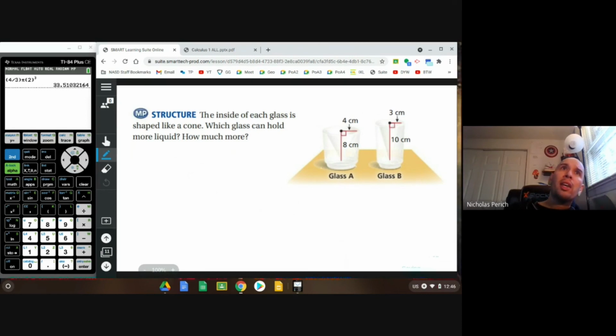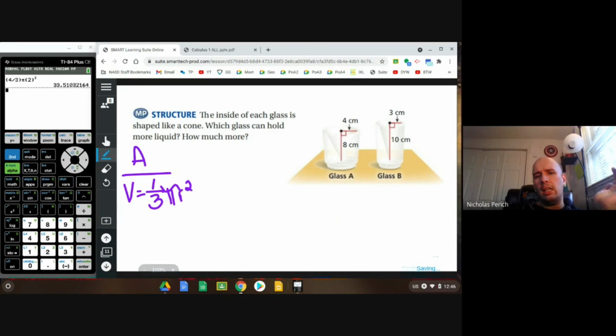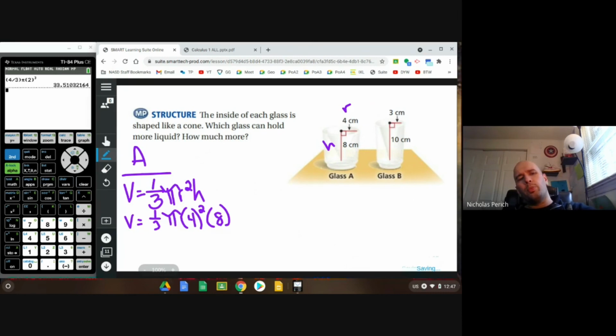So I have glass A. Now, I don't think I have time to give you guys the opportunity to do it, so make sure you're following along. Glass A is a cone. So V equals 1/3 pi r squared h. The height is 8. The radius is 4. So V equals 1/3 pi, 4 squared, times 8. 1/3 times pi times 4 squared times 8. The answer is approximately 134.041, and that's centimeters cubed.